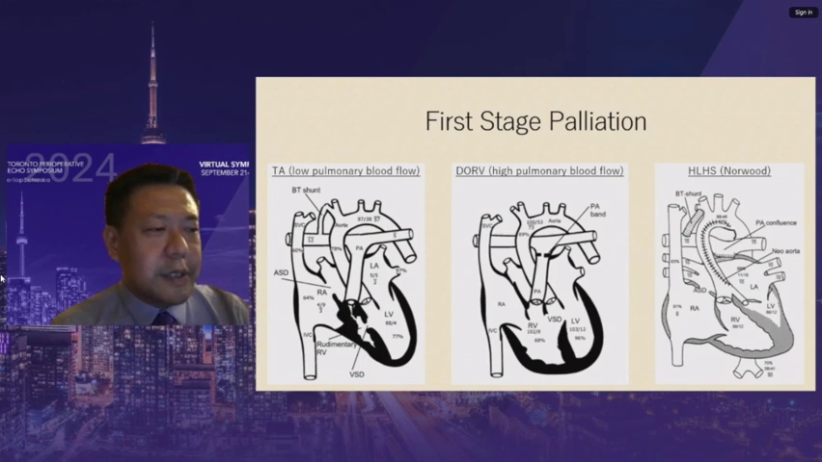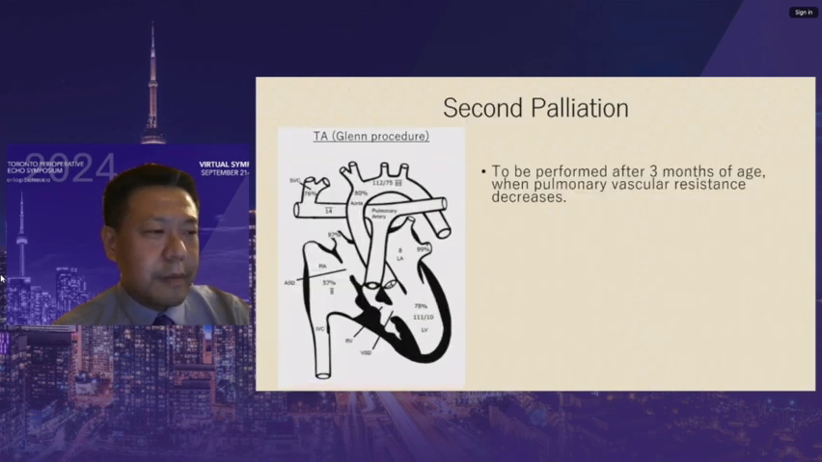As a first stage palliative surgery, for example, in condition with low pulmonary blood flow, such as tricuspid atresia, a BT shunt is created to maintain pulmonary blood flow. For condition with high pulmonary blood flow, such as DORV, PA banding is performed to restrict pulmonary blood flow. Next slide. After 3 months, when pulmonary vascular resistance decreases, the second stage of palliative surgery, known as Glenn procedure, is performed. Next slide.